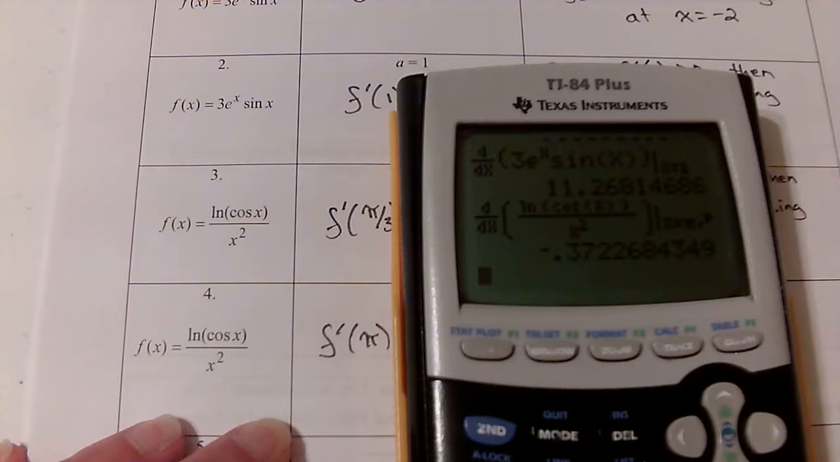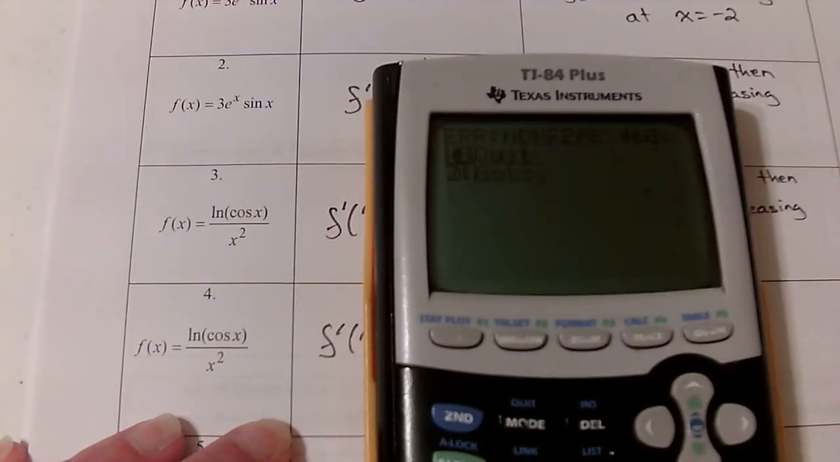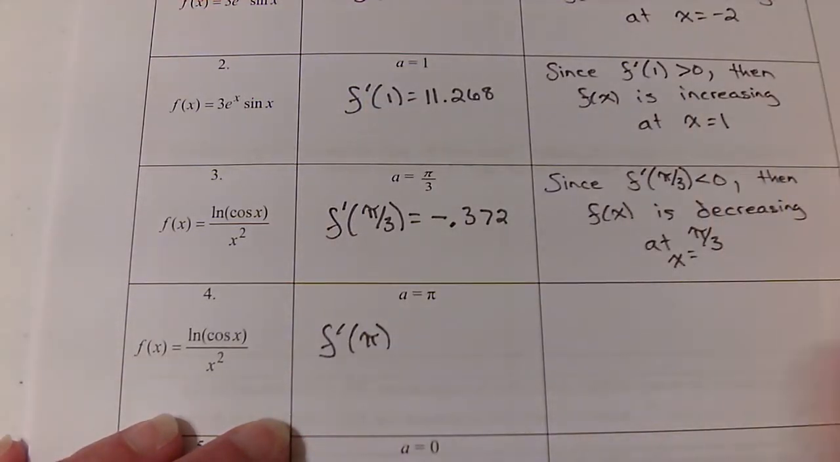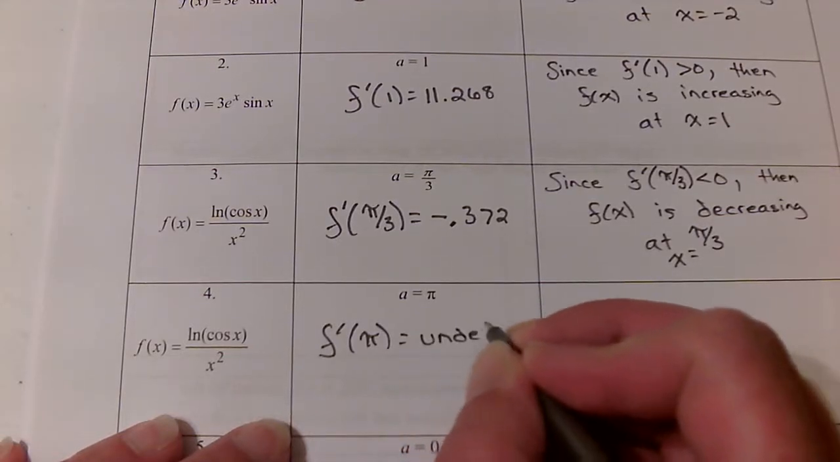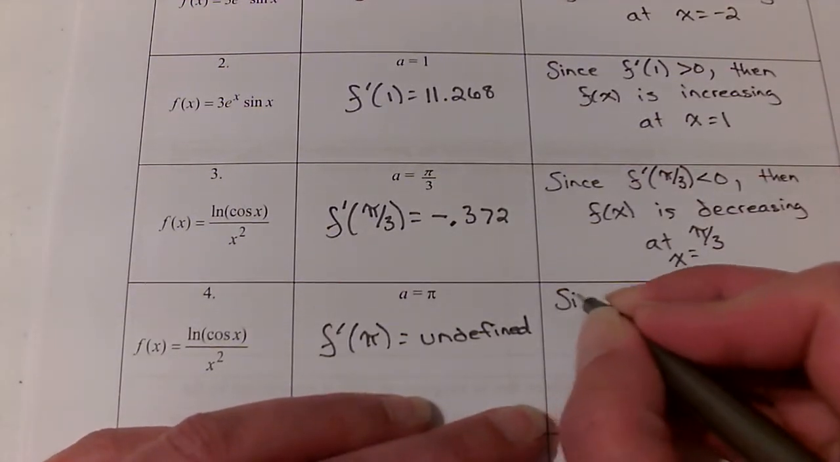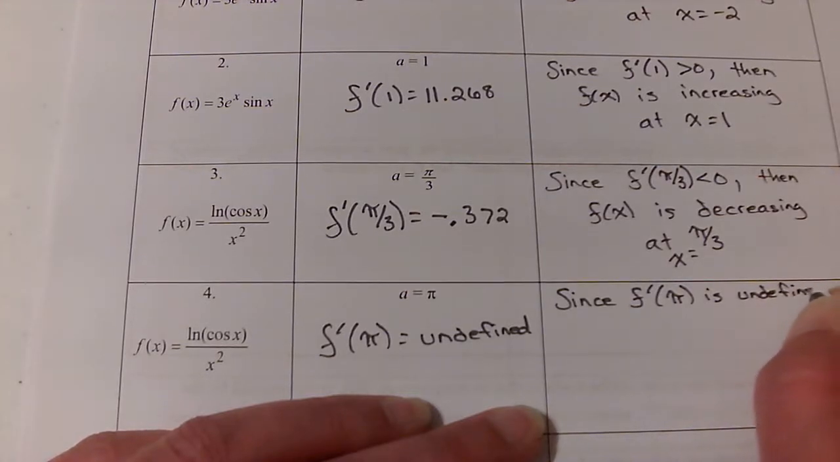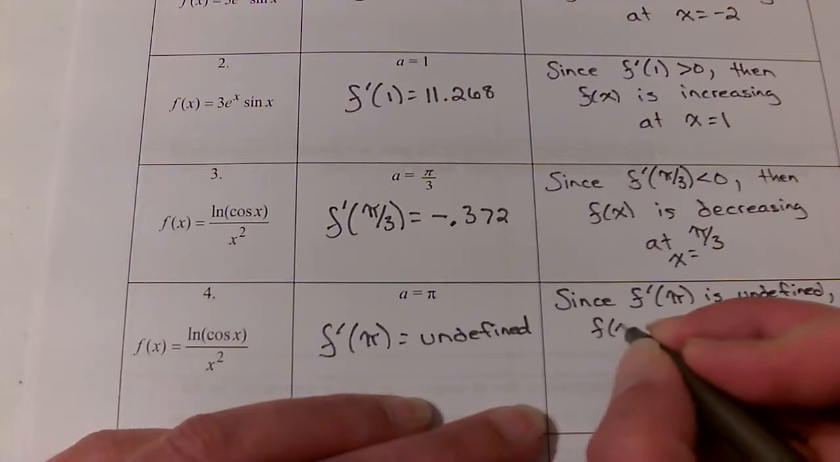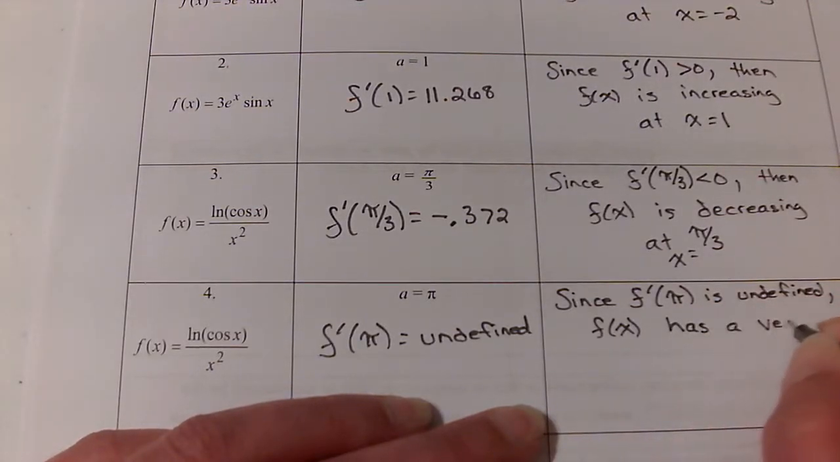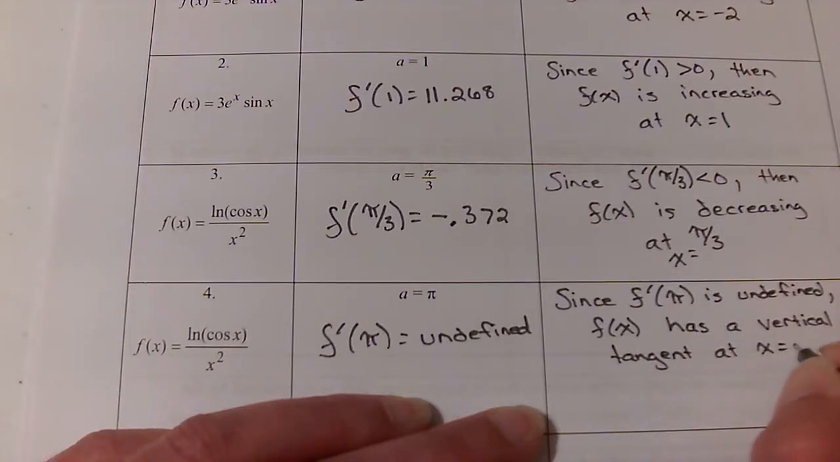Okay, so I just want to change the x value. So I'm going to go over here and I'm just going to delete the division sign and the 3. Oh, it said it's a non-real answer. What does that mean? Well, that means it's undefined. So I didn't get a negative number. I didn't get a positive number. I didn't get 0. So since f prime at pi is undefined, I'm not increasing, I'm not decreasing. F of x has a vertical tangent at x equals pi.